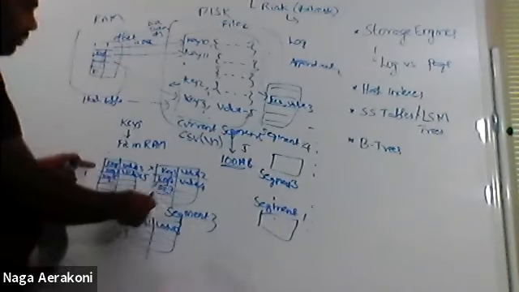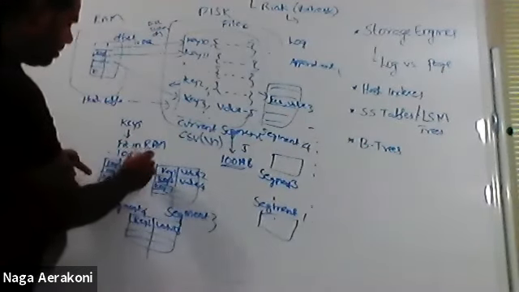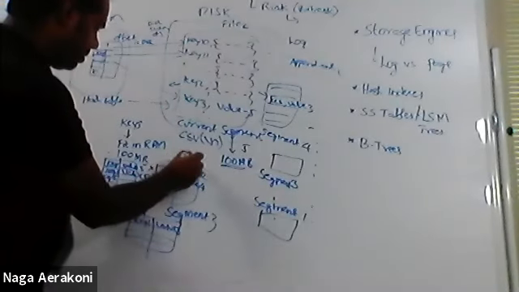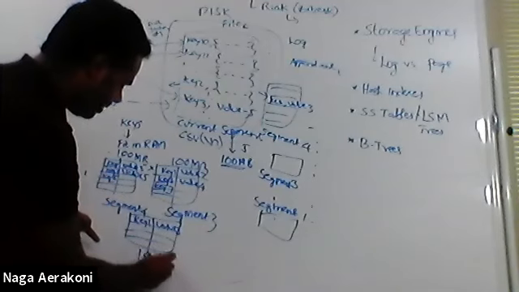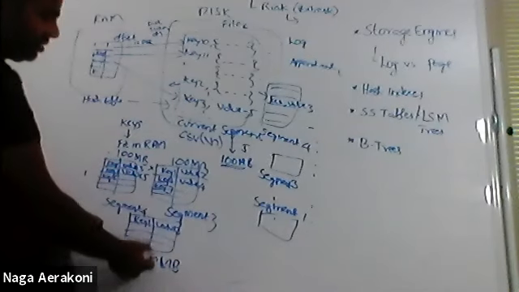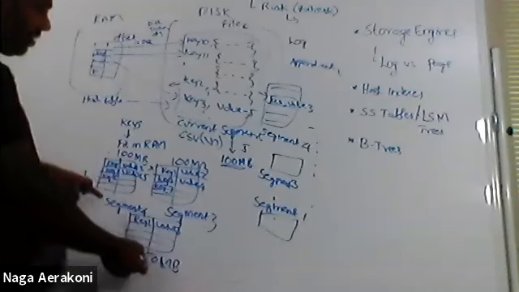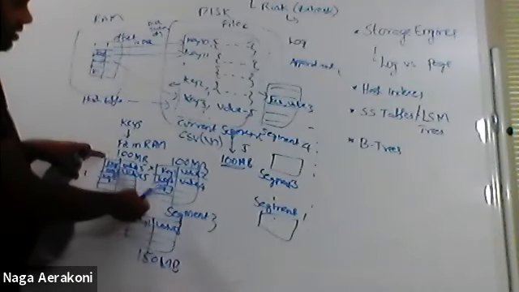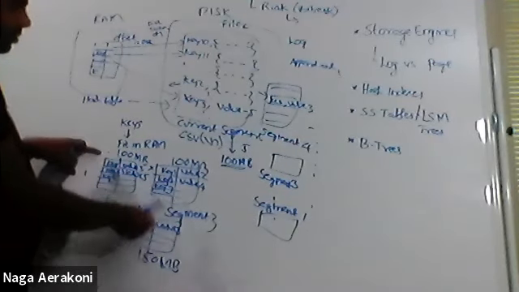Over the period, if this was 100 MB and this is 100 MB, the merged one might be like 150 MB, depending on how much overlap they have. If all of the keys overlap, this will be just 100 MB. So it's 150, assuming that only 50% of the keys overlap, or some of them are new.